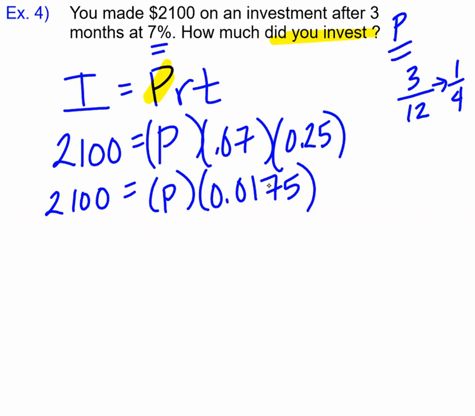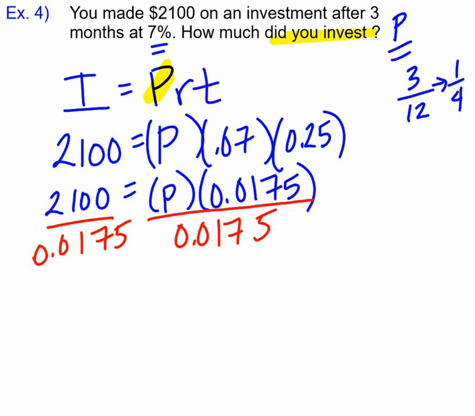So now I have to think. I've got to get a number and multiply it times this decimal to get 2,100. It's going to be a large number, isn't it? Because this is very small. In order to get 2,100, it's going to be pretty big. Remember a moment ago I told you that whatever number is being multiplied on this side, we're just going to divide it on the other side.